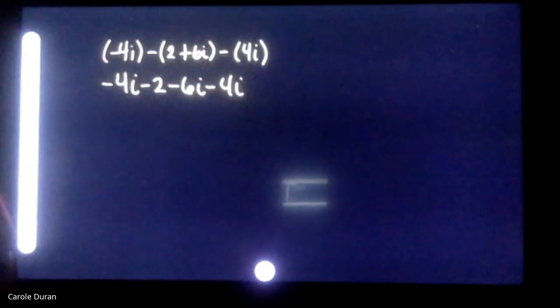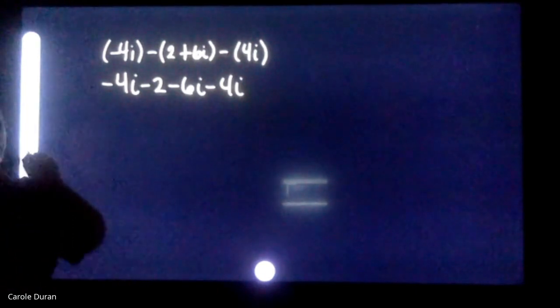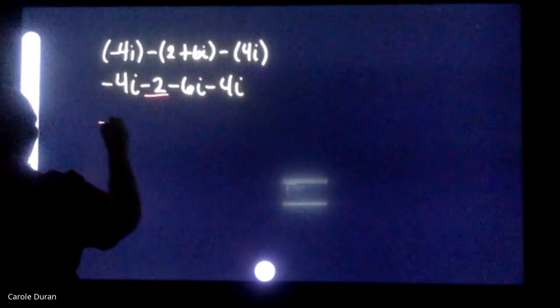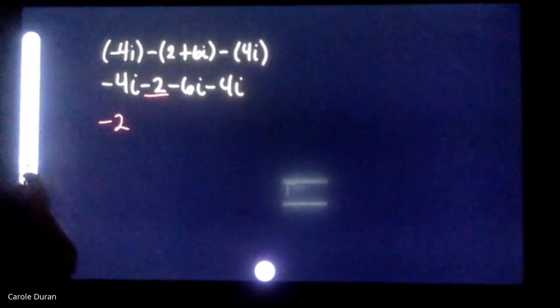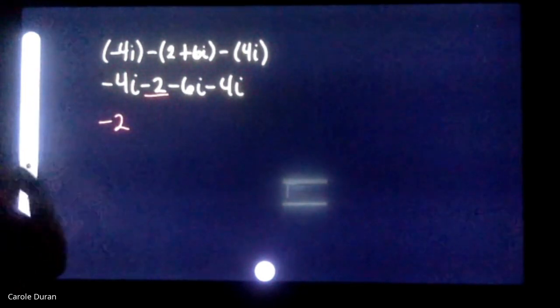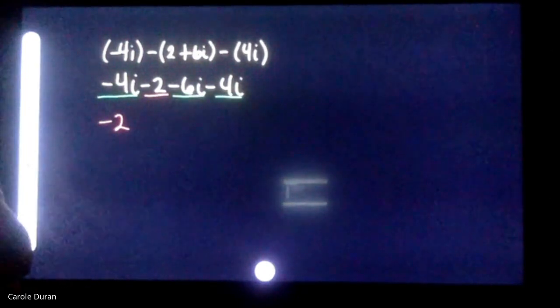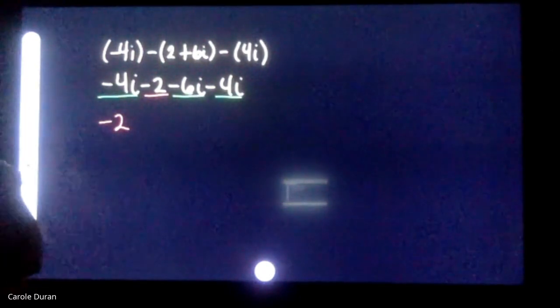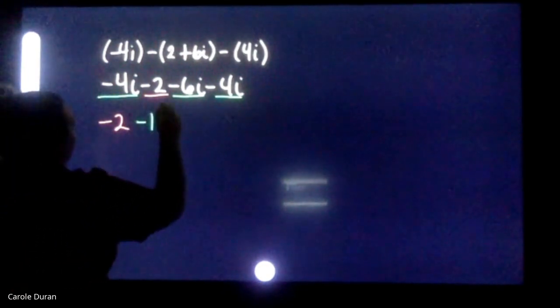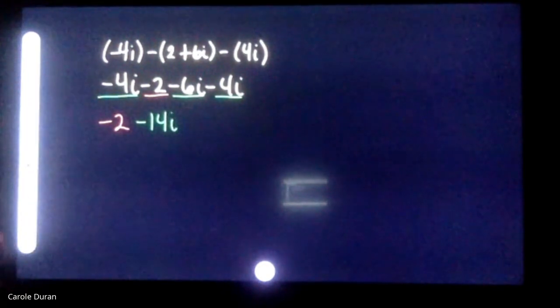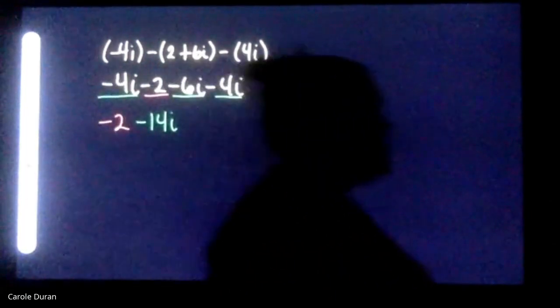I like to put like terms together. So anything that has an i can put together. Anything that doesn't have an i can put together with anything else that doesn't have an i. The really cool thing is I just have one term here without an i, so it's going to be by itself. Then I simply add together all my terms that have an i in them. So negative 4 plus negative 6 is negative 10. Minus 4 is negative 14i. So my answer is negative 2 minus 14i.